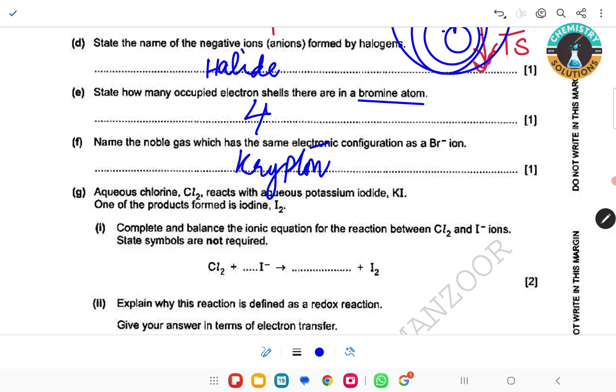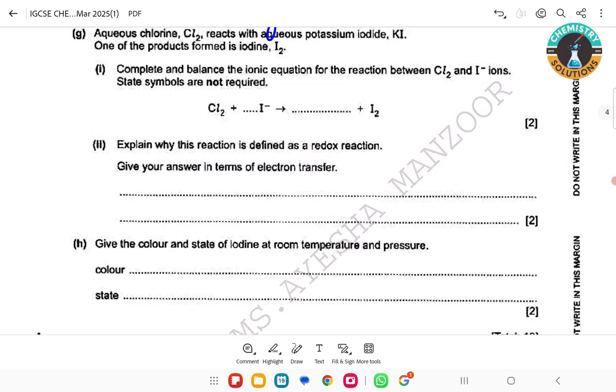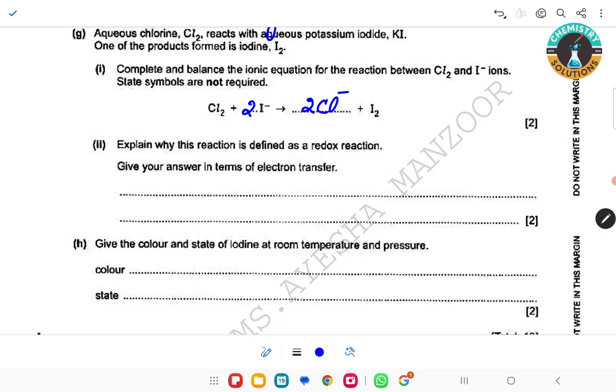Aqueous chlorine reacts with aqueous potassium iodide. One of the products formed is iodine. Complete and balance the ionic equation for the reaction between chlorine and iodide ions. State symbols are not required. So we can write here chlorine reacts with 2 iodide ions to form iodine and 2 chloride ions. So this is the ionic equation for the reaction between chlorine and iodide ions.